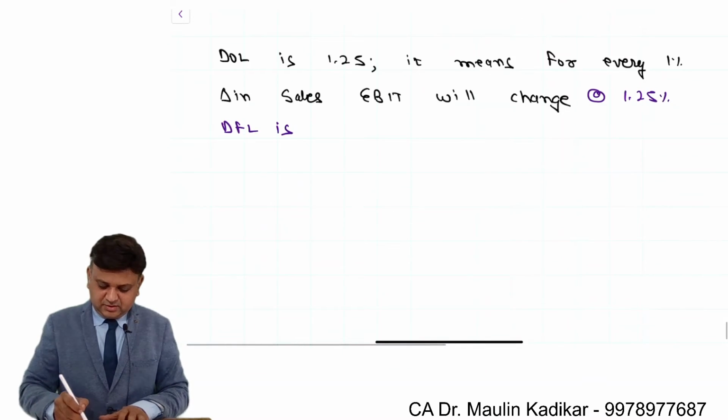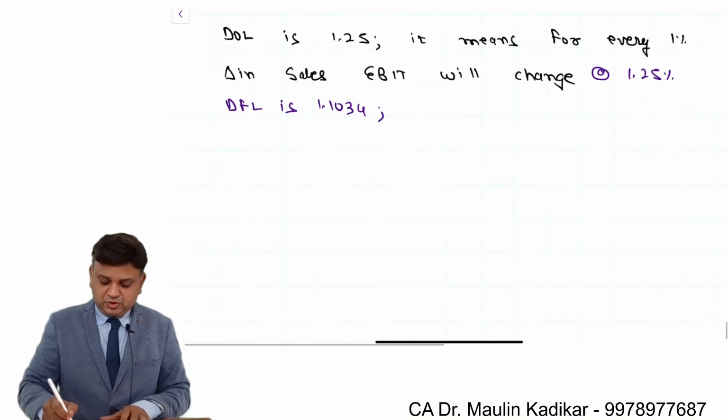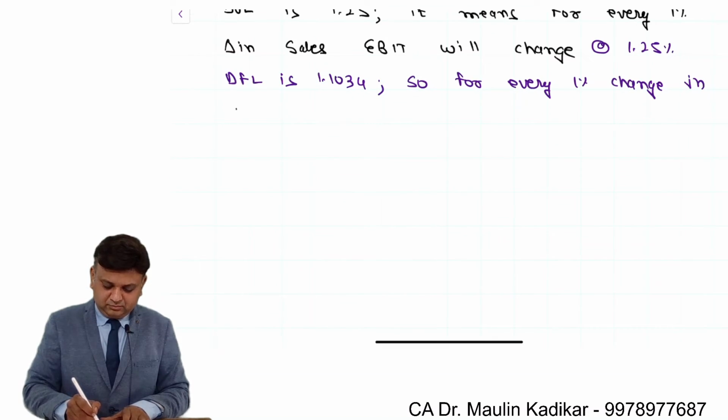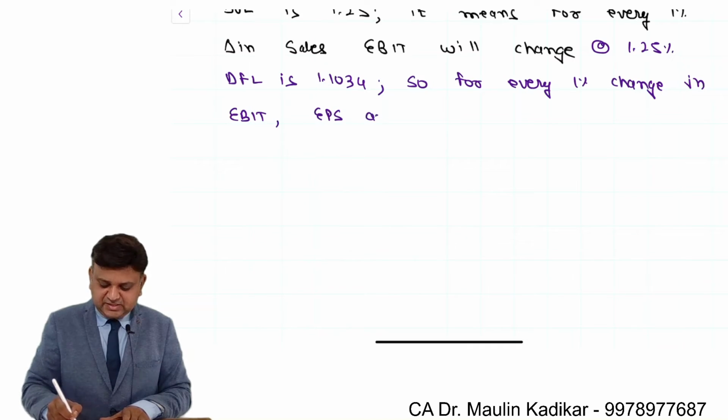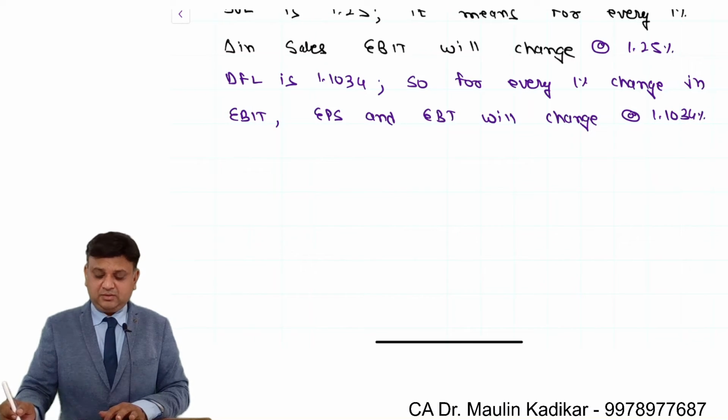DFL is 1.1034. So for every 1% change in EBIT, EPS and EBT will change at the rate of 1.1034%.